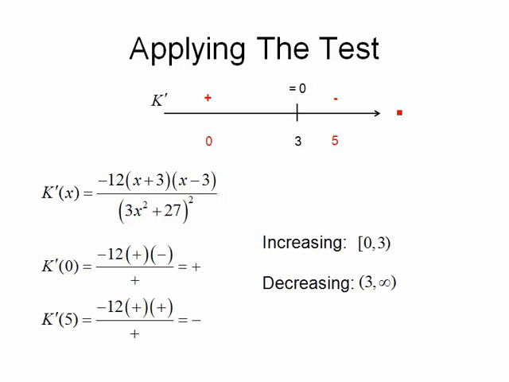That means that it's increasing from 0 to 3, and we included 0 on this because the derivative was positive there, and it's decreasing from 3 to infinity. The derivative was positive where it was increasing, it was negative where it was decreasing.